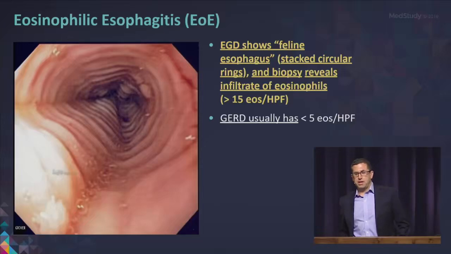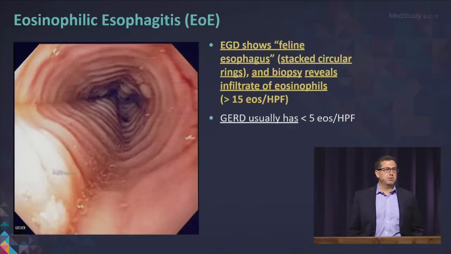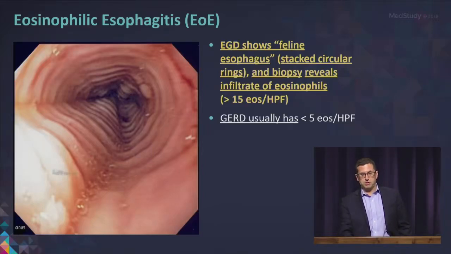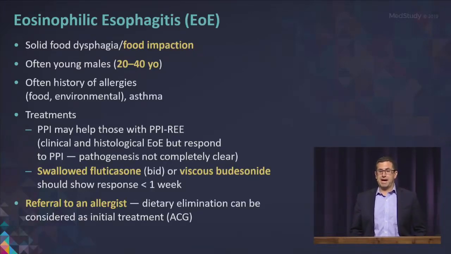So eosinophilic esophagitis. This is what it looks like when we do an endoscopy. You see these stacked circular rings, which is also called a quote unquote feline esophagus. If you take biopsies, it will reveal generally greater than 15 eosinophils per high power field under the microscope, so that's kind of the cutoff. You could also see increased eosinophils in GERD, but they're usually less than 5 per high power field. So the key number, 15 or higher, eosinophilic esophagitis, and if you see this picture on a test. Classically, patients have solid food dysphagia and food impaction. Demographically, frequently young men, often a history of allergies, sometimes a history of asthma.